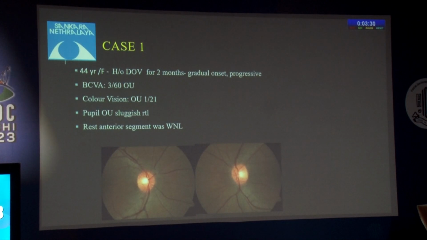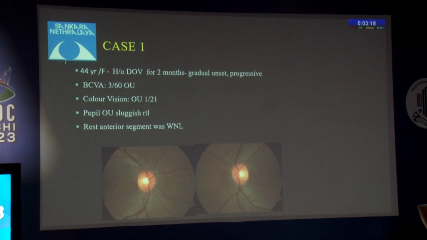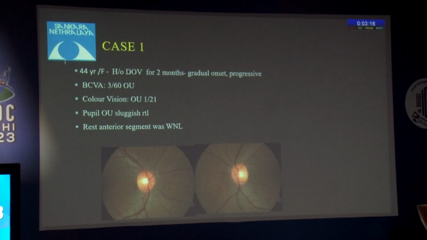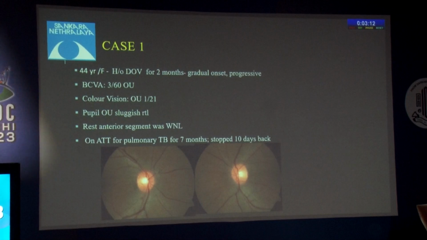The first case is a 44-year-old female who came with complaints of progressive drop in vision in both eyes over 2 months. She had 3/60 vision with reduced color vision, bilateral sluggish pupils, and the anterior segment and fundus were almost normal. And there she gives this history. So she was on ATT and she had stopped it recently, about 10 days back.